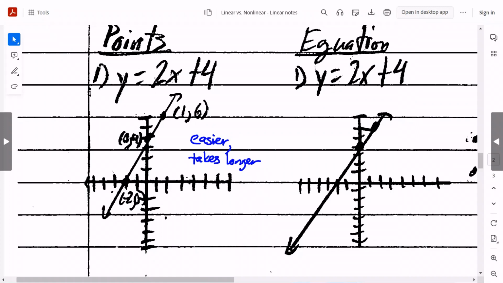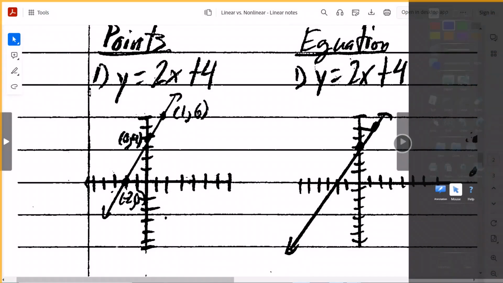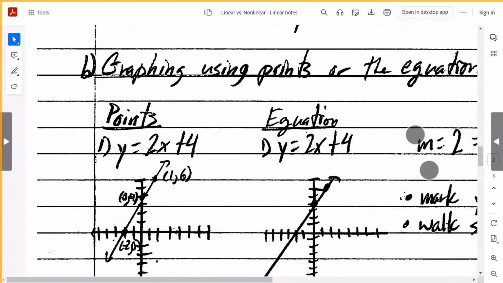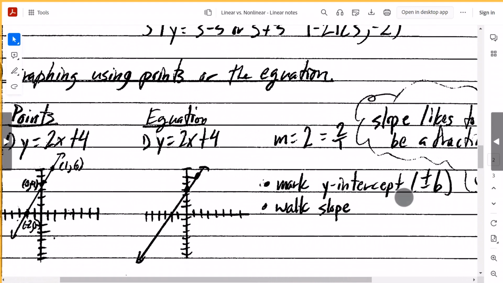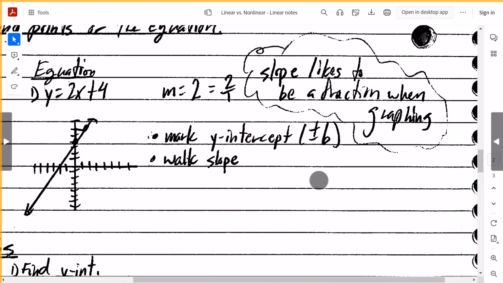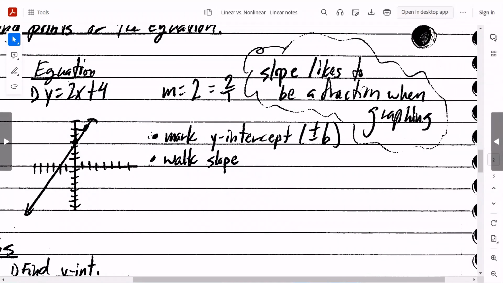Okay? So that means that we're going to use two pieces of this. We're going to use the y-intercept, and then we're going to use the slope. Okay? So first thing you do, you mark your y-intercept because that is your starting point, right? So you mark your starting point. We know that our starting point is at positive 4, so we mark positive 4. Now the slope says 2.